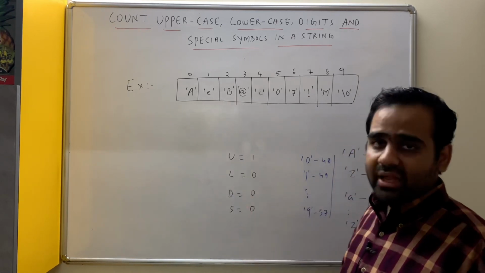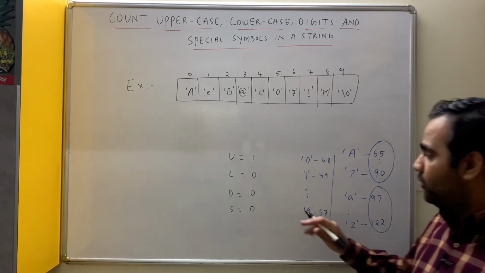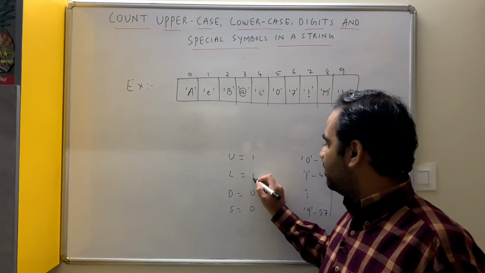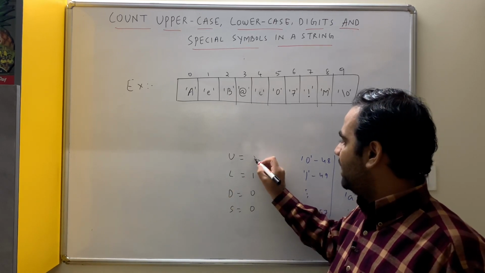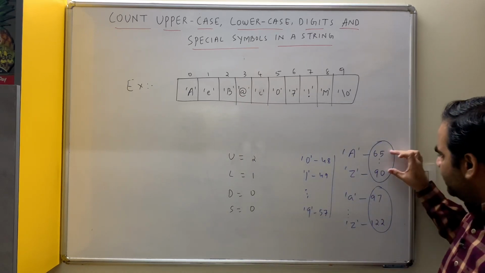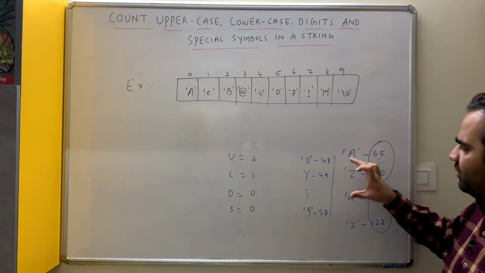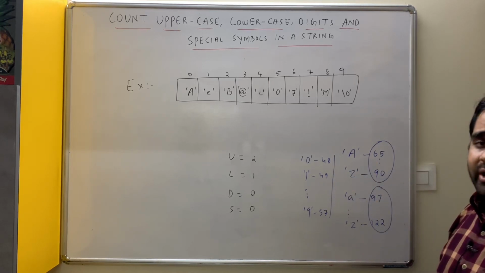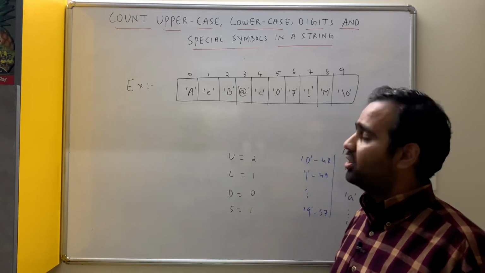Now it is lowercase e. The ASCII value is 101, between 97 and 122. You say lowercase plus plus. Next is uppercase, therefore uppercase plus plus. Now this at the rate symbol does not belong to 65 to 90, does not belong to 97 to 122, does not belong to 48 to 57. Therefore, it is a special symbol. We say special count plus plus.